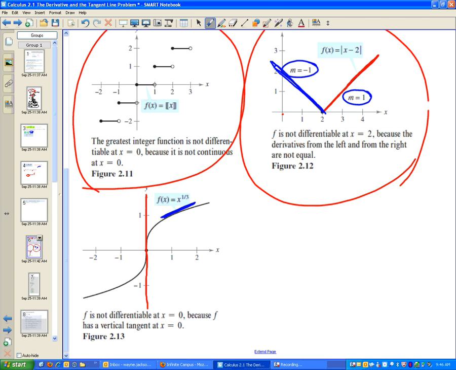Whereas out here, you don't have to cross the graph to get a line that intersects it at just one point. Okay? But what's the slope of a vertical line? It's undefined. So if we tried to find the slope using the derivative, we would get undefined. And when a limit turns out to be undefined, we say that it does not exist. So the derivative does not exist at x equals 0. Not differentiable is the same thing as saying the derivative does not exist.